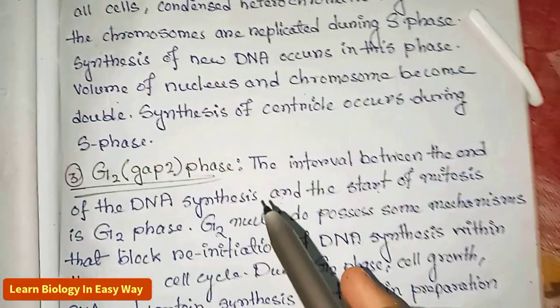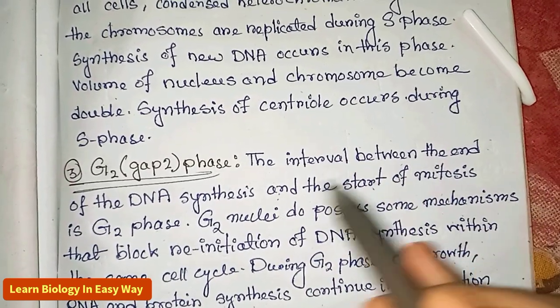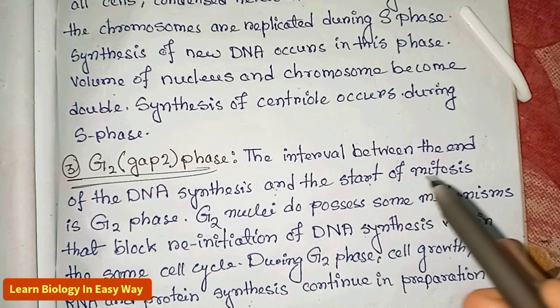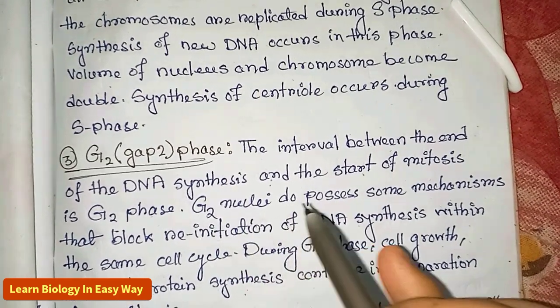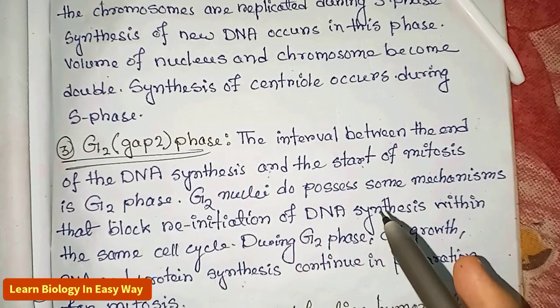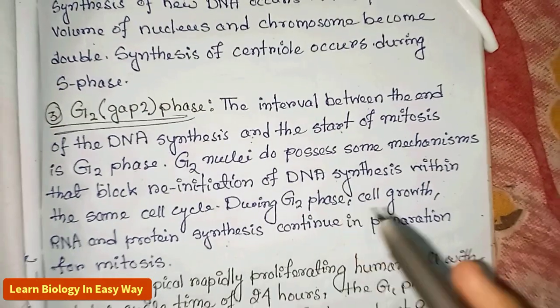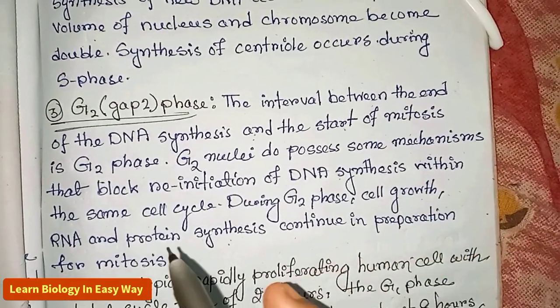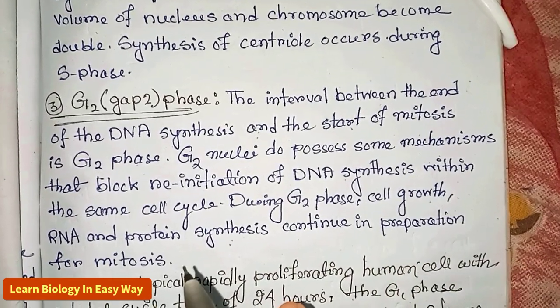Next, G2 phase or gap 2 phase. The interval between the end of the DNA synthesis and the start of mitosis is G2 phase. G2 nuclei do possess some mechanisms that block reinitiation of DNA synthesis within the same cell cycle. During G2 phase, cell growth, RNA and protein synthesis continue in preparation for mitosis.